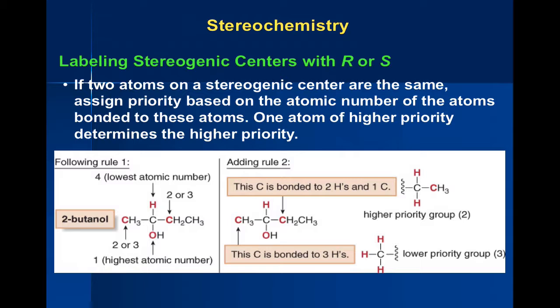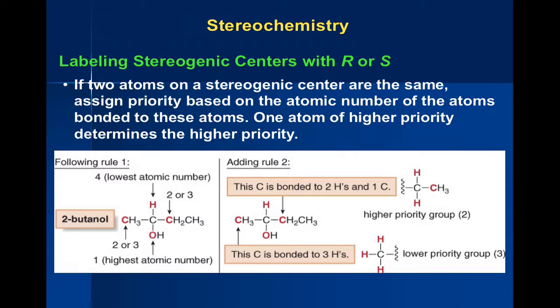If 2 atoms on a stereogenic center are the same, things get kind of tricky. For example, if we look at 2-butanol, we know this is a chiral center because this is a methyl group and this is an ethyl group. That's a hydrogen and that's an oxygen of an alcohol. That's 4 different things. But how do I determine the priority of these 2? They're both carbon. So what do I do? I have to go out further and look and see what it's bound to. That's exactly right. So we know that we have 4 different groups, carbon and carbon.